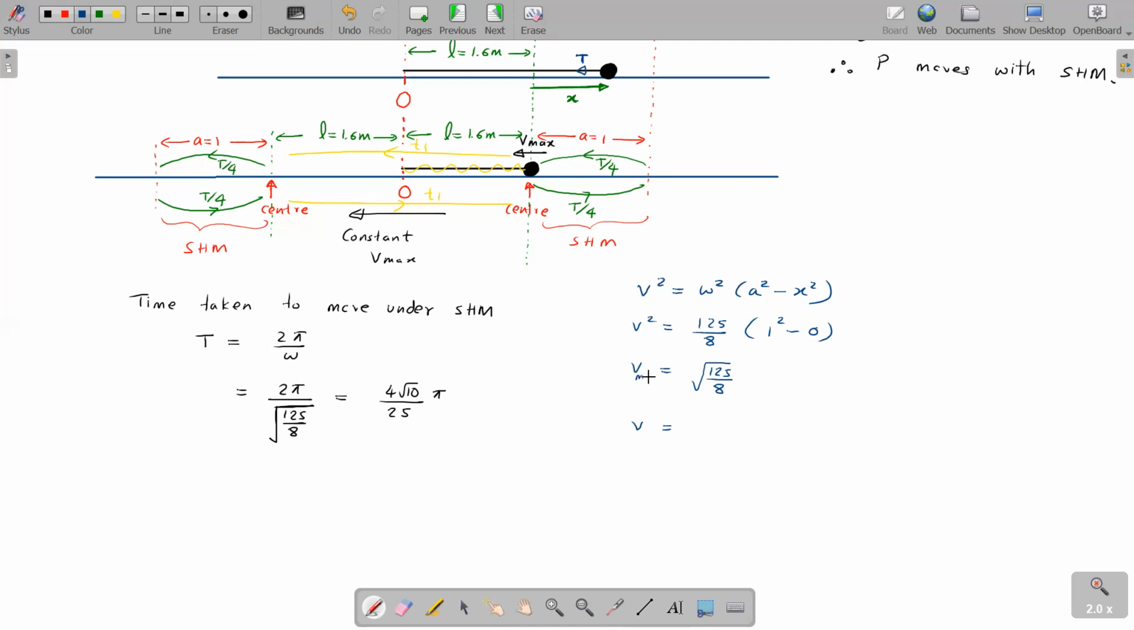This is the Vmax. Vmax occurs when X is 0. X is measured from the center. So at the center, X is 0. You measure X from the center, right? Even over here, we measure X from the center. So X is 0. So third answer, 5 root 10 over 4.